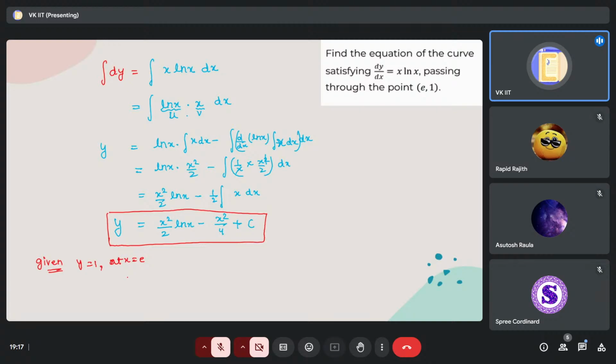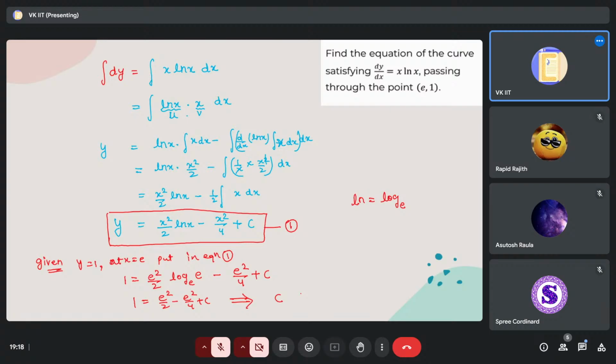And that's how you'll be getting e square by 2 and this is ln. Achha, ln is nothing but log natural. So log natural means base is e. So this is log base e. X value is e minus e square by 4 plus c. So log base e, it will become 1 only. So e square by 2 minus e square by 4 plus c and equal to 1. So from here you can get the value of c, right? The value of c will be, when you take the LCM and all thing, this will become 1 minus e square by 4. This is the c value.